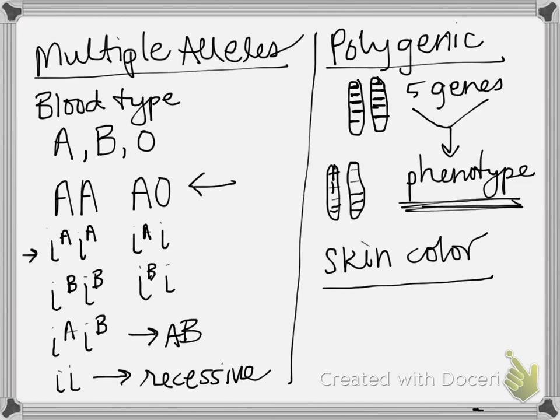So again, polygenes are just many genes forming one phenotype, and multiple alleles means only one gene, only one location on a chromosome, but several different possible alleles.